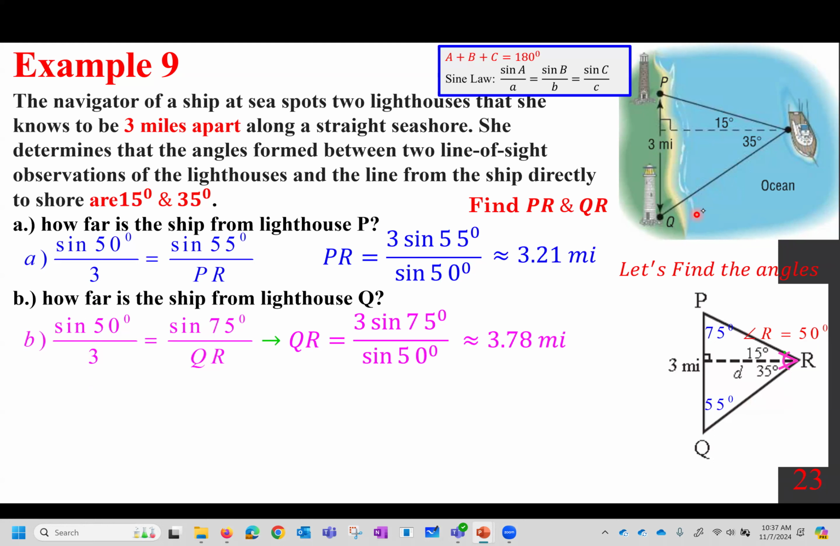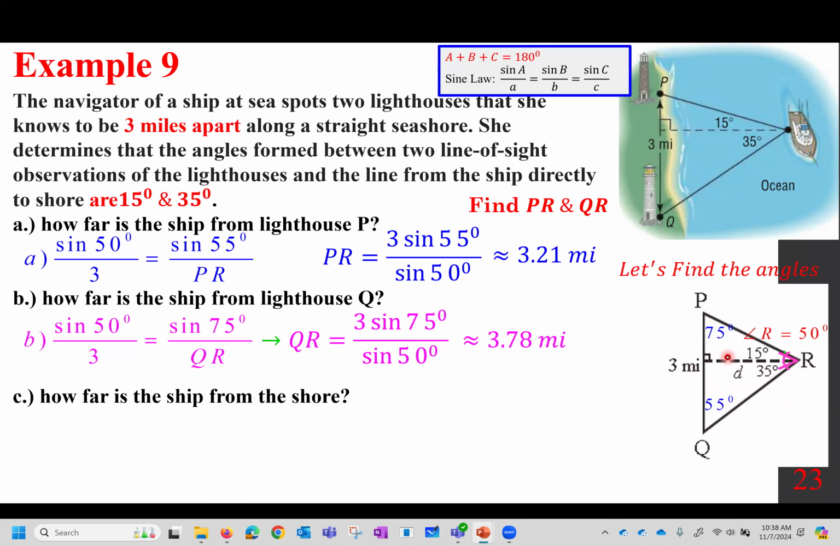Obviously, it shows that this is larger. And it should be because this angle is larger than this, so this distance must be. Last part says, how far is the ship from the shore? That means this distance, class, D.